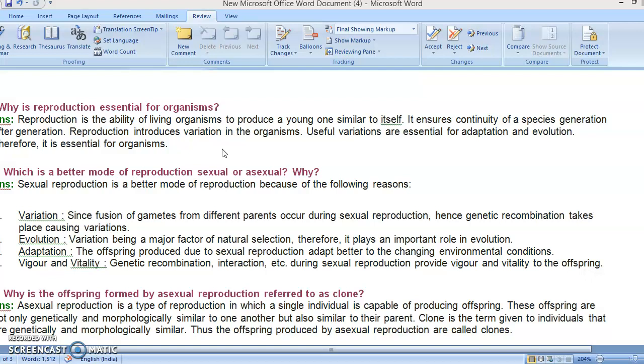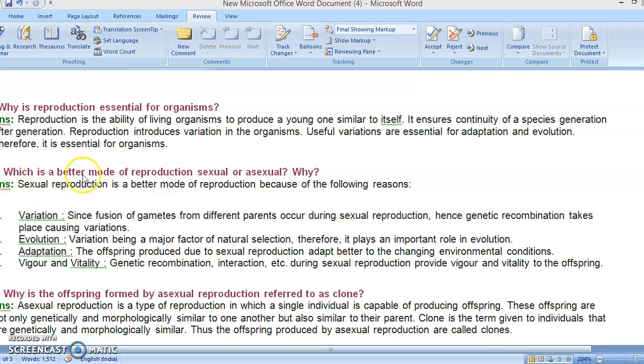So shall we start? The first one: why is reproduction essential for organisms? We know that reproduction is the ability of living organisms to produce a young one similar to itself. It ensures continuity of a species generation after generation. Reproduction introduces variation in organisms. Useful variations are essential for adaptation and evolution. Therefore, it is essential. Okay.